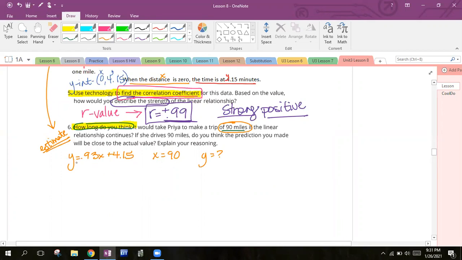So we have an equation. We have a variable. What do we do? We plug it in. So what you're going to do is write y equals 0.93, but instead of x, we're going to plug in that 90, and we're going to do plus 4.15. And then we are going to simplify it.